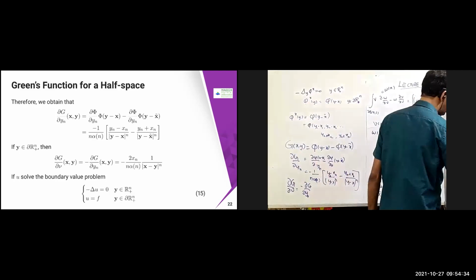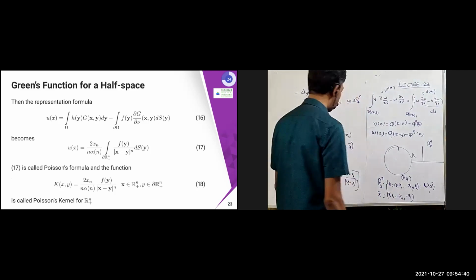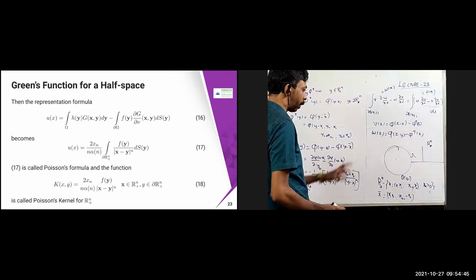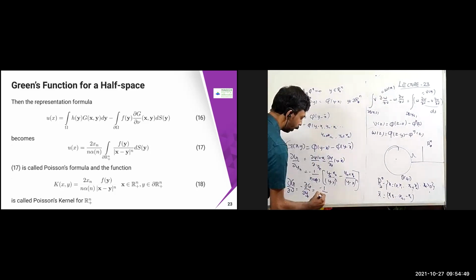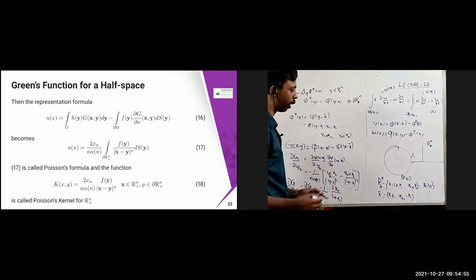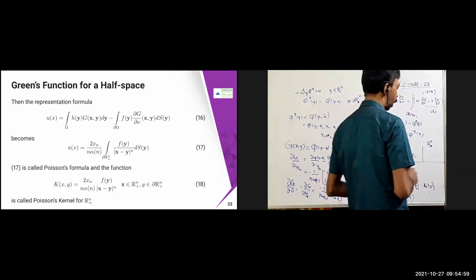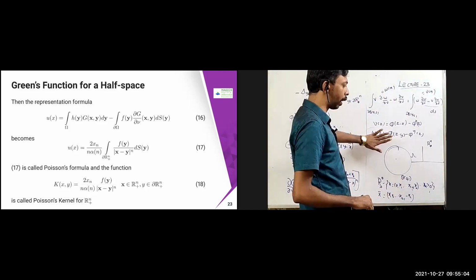Therefore, if you solve the boundary value problem, minus Δu equal to 0 in the half space, u equal to f on the boundary, then what you are going to get is that your u of x is going to become, wherever I have that ∂G/∂ν from the representation formula, you substitute this value. So you substitute it in the representation formula, and that is going to be called the kernel. This is going to be the solution for the half space, the representation formula for the half space.